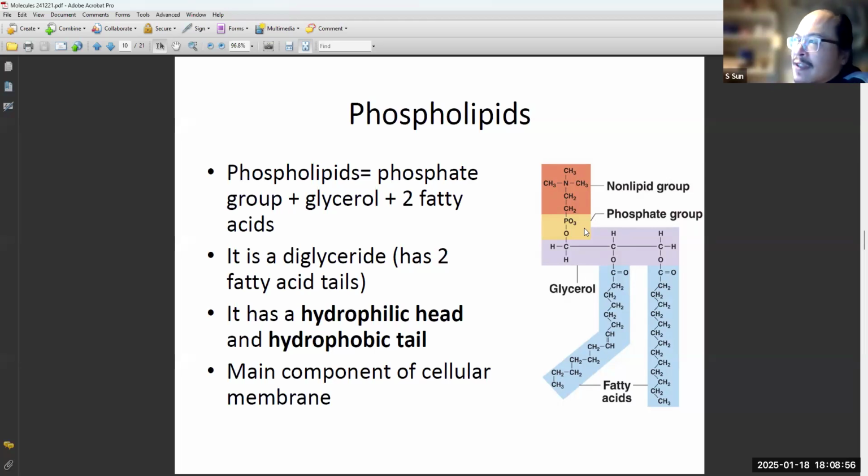Where do you find the phospholipids in our body? You find this very common in our cell membrane or plasma membrane. So with this one, you have two tails. These are fatty acids, so this is lipid.